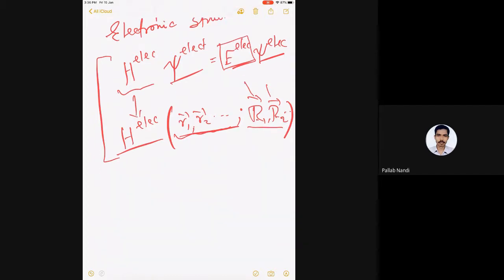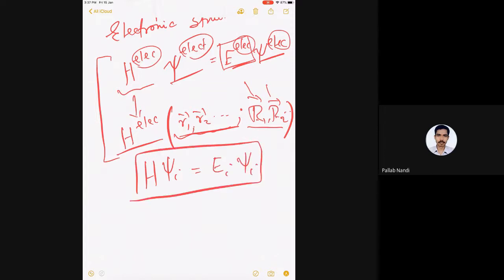I want to now mention that as we go forward, we will drop these unnecessary superscripts because they don't add any value, as long as you remember that what we are doing is an electronic structure problem. So we will simply write H psi I equal to E I psi I, and you should remember that this is a completely electronic problem. I'm not going to write the superscript because they become very cumbersome.